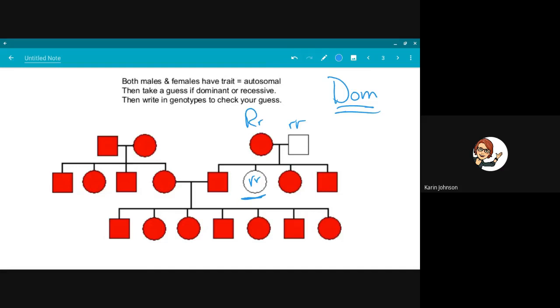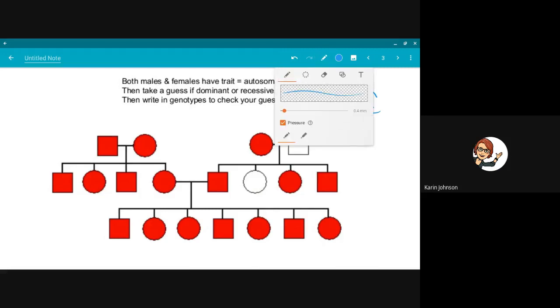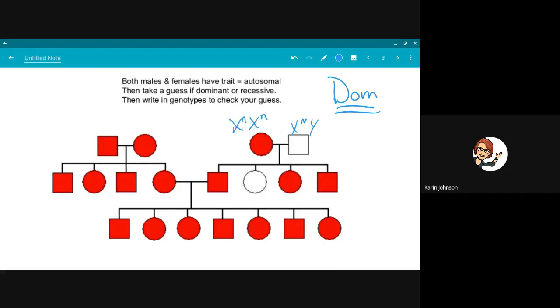Let's prove why it couldn't be sex-linked recessive with the same individuals here. So this male would be X big N Y because he's normal, and the female is X little n, X little n. Could they have a daughter that is X little n, if dad is X big N? No. So this is not sex-linked. So we know that it is not a sex-linked trait.